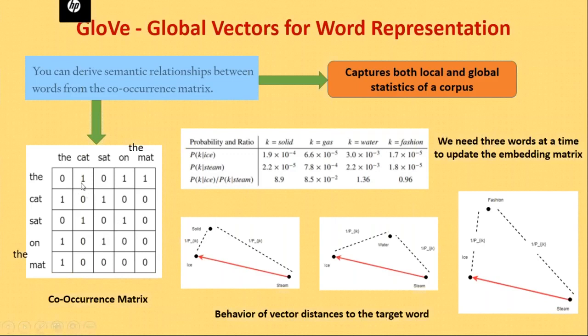So I will be discussing how the GloVe model is built. Suppose there are 10,000 words in the vocabulary. For each and every word, we will be building a co-occurrence matrix. So what is this co-occurrence matrix? This tells how many times a particular word is being seen with another word. So here the word cat is seen with the one time. Similarly, the word on is seen with the one time, and mat is also seen with the word the one time. So we'll be filling this co-occurrence matrix for all the words in our corpus.